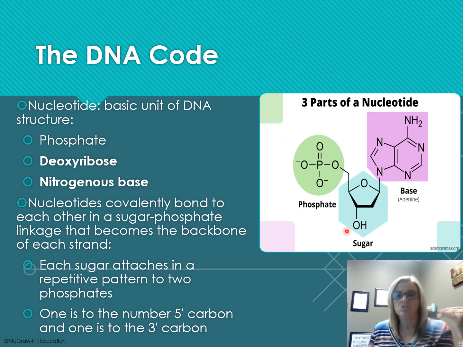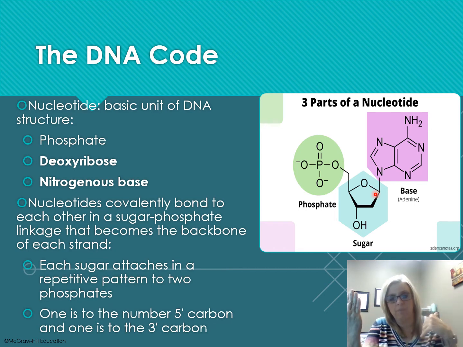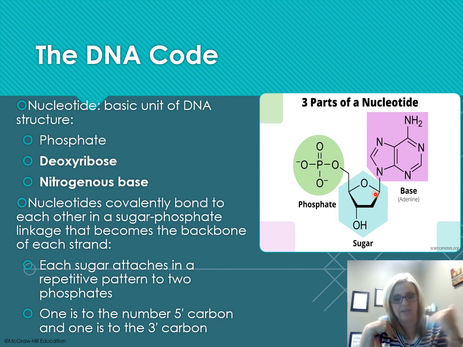In RNA, the sugar is going to be different, and one base may be a little bit different, but it's going to have the same structure. This is the monomer. This is one unit. We put a bunch of these nucleotides together with a covalent bond, all right? And that's going to make a sugar-phosphate backbone of our DNA strand, okay? And it's going to attach in a repetitive pattern, and it's going to go from 5' carbon to 3' carbon. And basically that's how we're going to establish direction, okay?